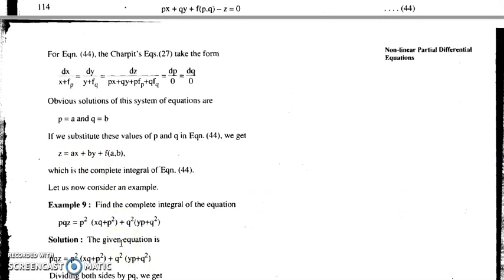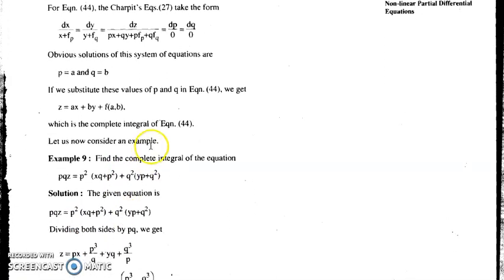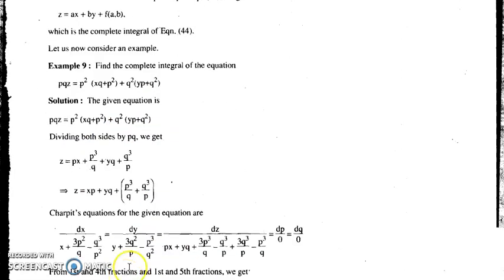Okay, so we will see an example. You need to find the complete integral of the equation pqz plus p square x cube plus p square plus q square yp plus q square. So dividing on both sides by pq, I will get the equation in the form z equal to px plus p cube by q plus y cube plus q cube by p. So I can write in the form z equal to xp plus y cube plus this, which is a function of p and q. Now you can directly write it, you need not find Charpit's equation.